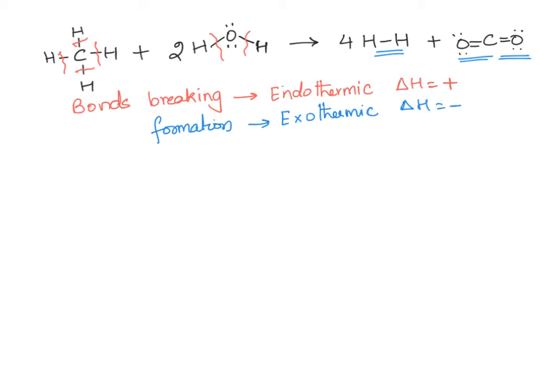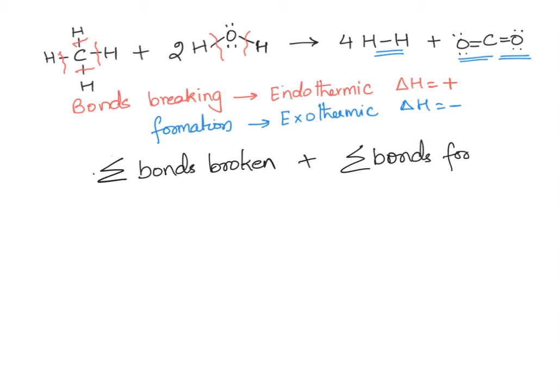Pause this video and go back and check the bond values from the previous slide. What do we have? We have 4 C-H bonds broken, so 4 times 414. So the summation of all the bonds broken minus the summation of all bonds formed.